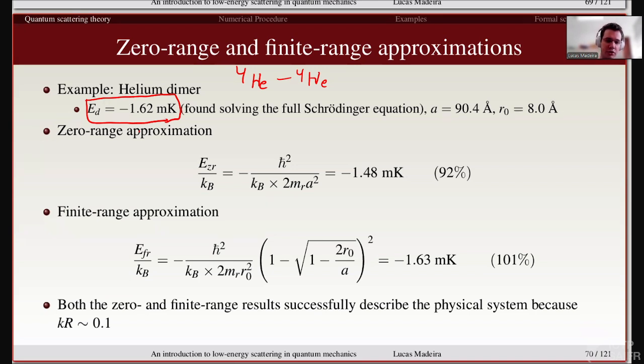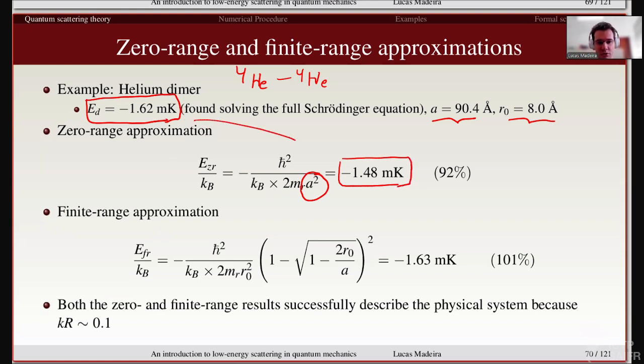Now I get the same potential and I calculate the scattering length and the effective range of this potential. I'm not showing how I did this, but if you believe me, I took the same potential that gives this bound state energy here, and I solved the equation in the zero energy limit, and then I got the scattering length and the effective range. So if I do the zero range approximation, what's the zero range approximation? It's the one that depended only on the scattering length. What's the bound state energy that I get? I get this one, minus 1.48 millikelvin.